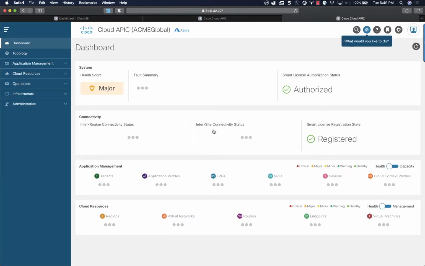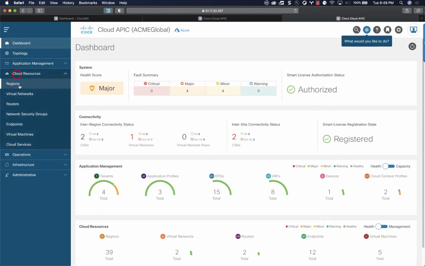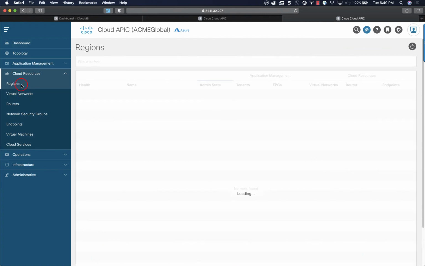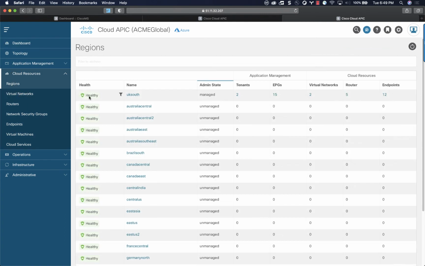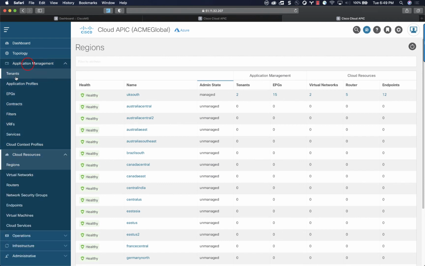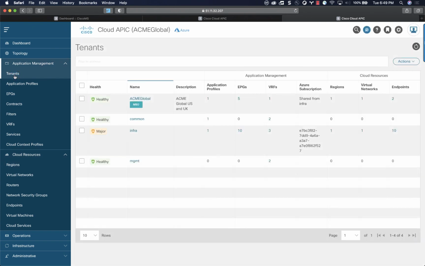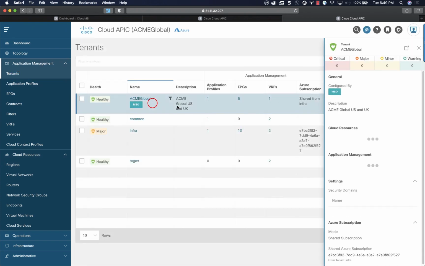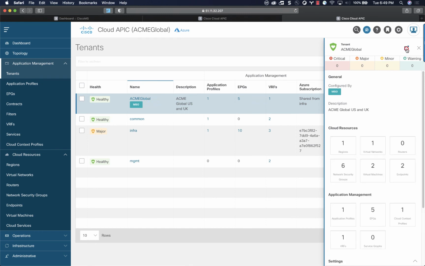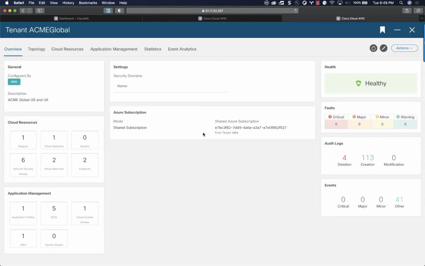So let's log in here. We're going to go to our resources, and we're going to look at our regions, right? And we're going to see, yep, we have our 2 tenants here, just like we were talking about earlier. We're going to go to application management, and we're going to look at our tenants. And there we go. We have our Acme Global, right? And it looks just like the infrastructure that we had pushed from MSO.